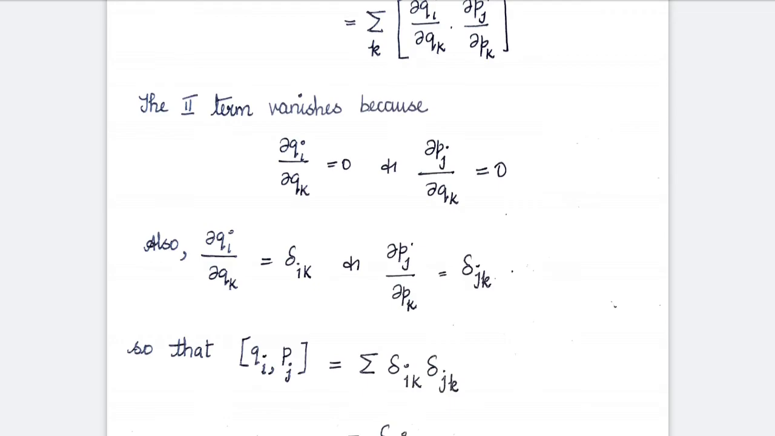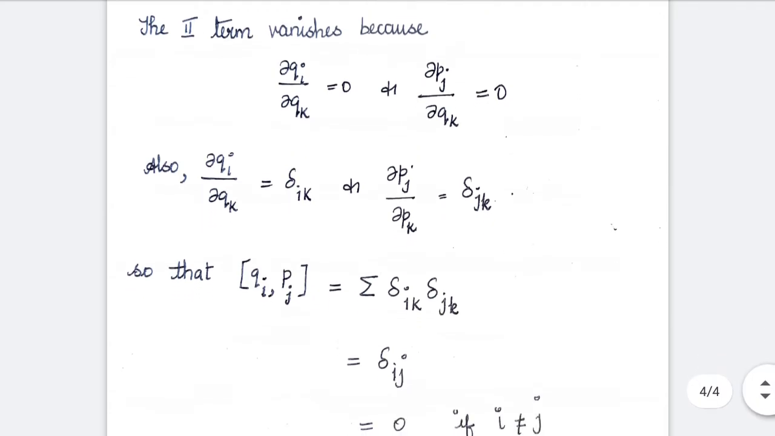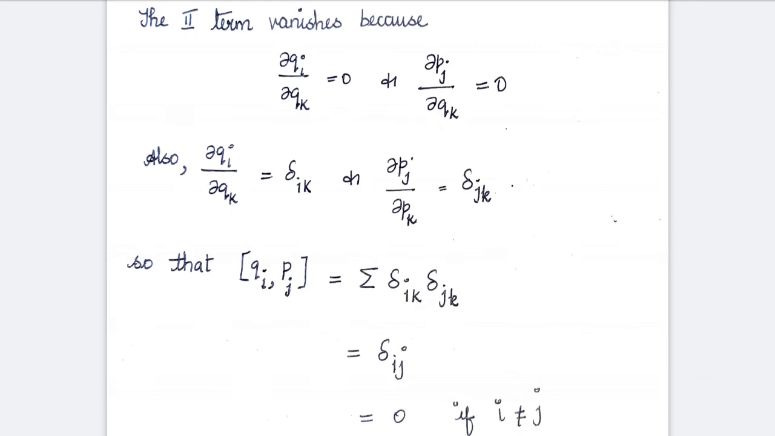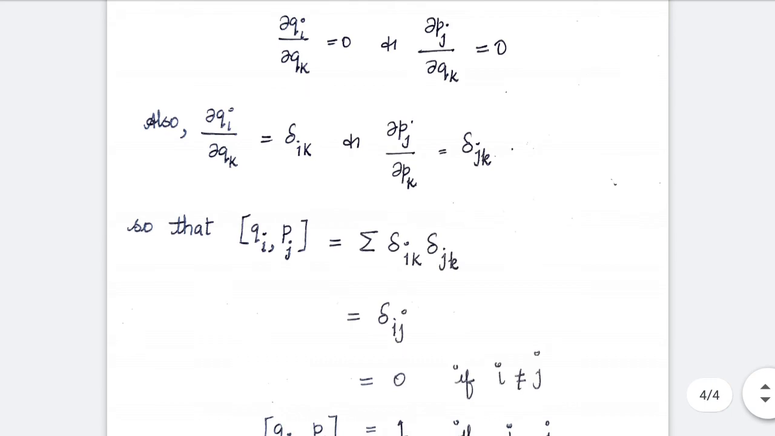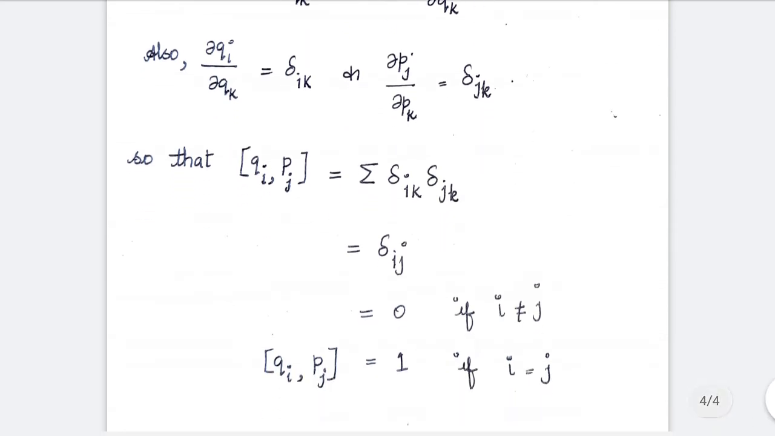So substituting these values of dou Qi by dou Qk and dou Pj by dou Pk, we get the Poisson's bracket of Qi and Pj as delta ik into delta jk. This can be simplified as delta ij. We know this Kronecker delta will be equal to 0 if i is not equal to j, and it will be equal to 1 if i is equal to j.